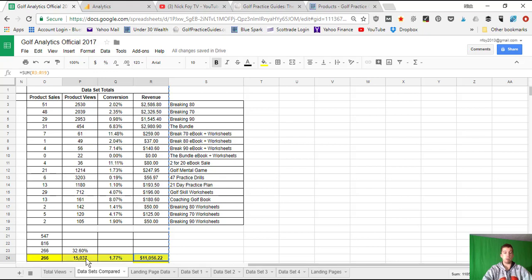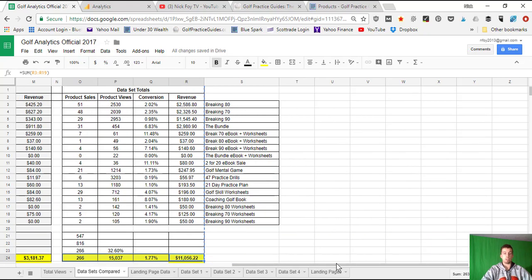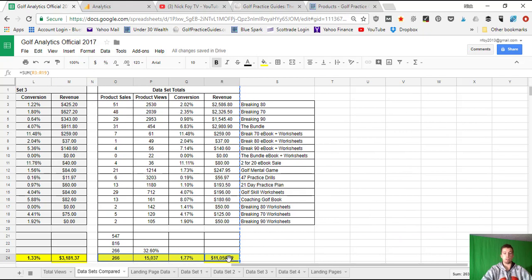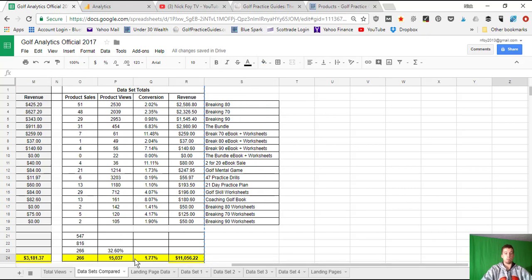So right here's the bottom line numbers that I care about. What's it going to take to make $11,000? Well, I've already done it once. I compiled all the different data sets together, and when I totaled them all together, I can see that I've already made $11,000 once. So if I want to do this on a consistent basis every single month, here's the numbers I have to hit every single month. You got to hit 15,000 page views, and you got to hit 266 sales, which is about a 1.77 conversion rate. So once I know this, all I can focus on now is trying to get my traffic up.